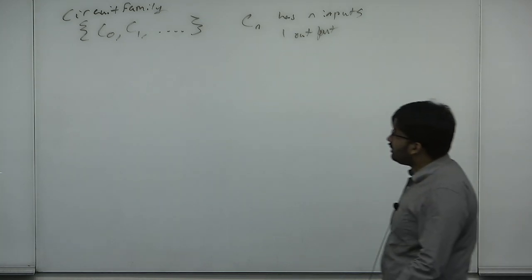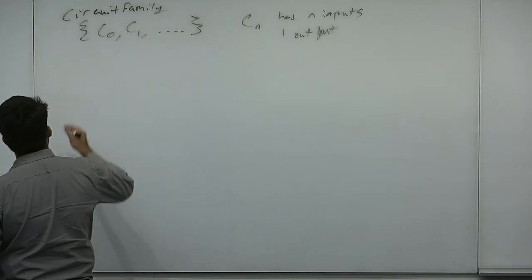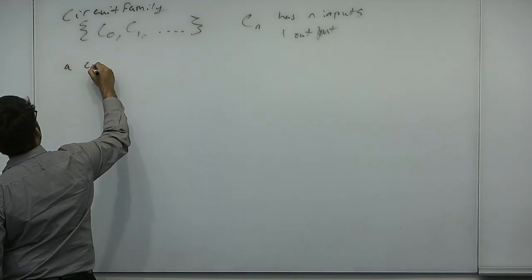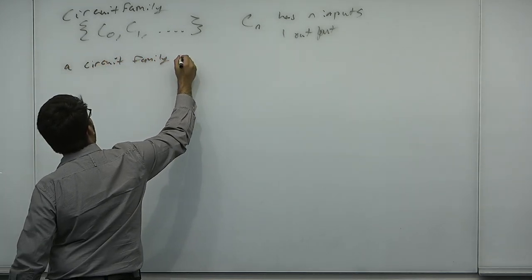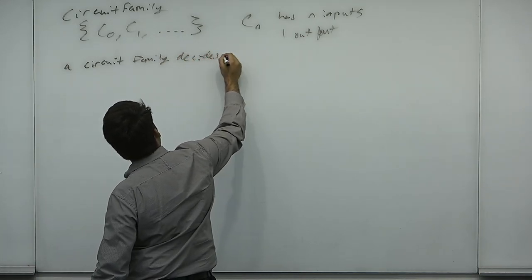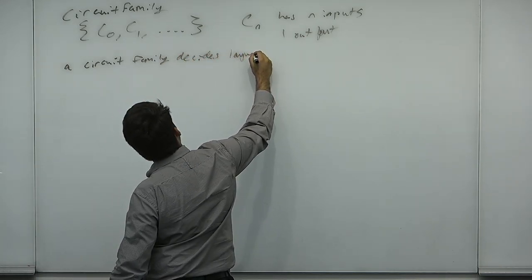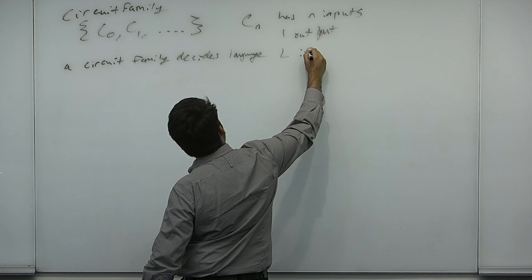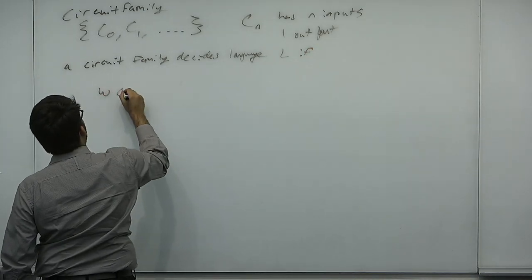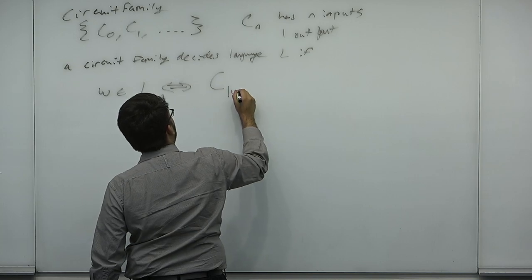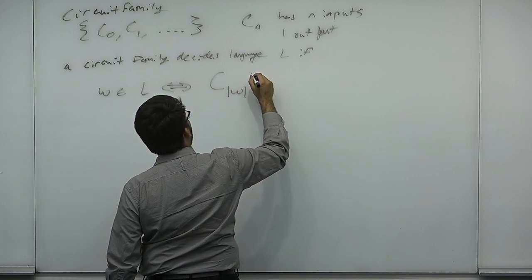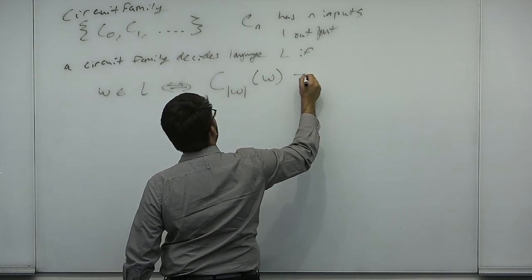Now, here's how you define a circuit family. We say a circuit family decides language L if and only if W is in L when the nth circuit on input W outputs a 1.